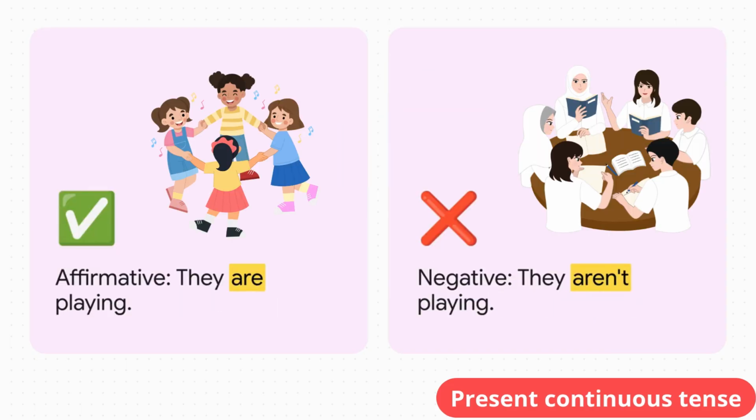So what if something isn't happening? Well, it's just as easy. You literally just add the word not after the verb to be. They are not playing. Or, to sound even better, just use the contraction. They aren't playing. Simple as that.